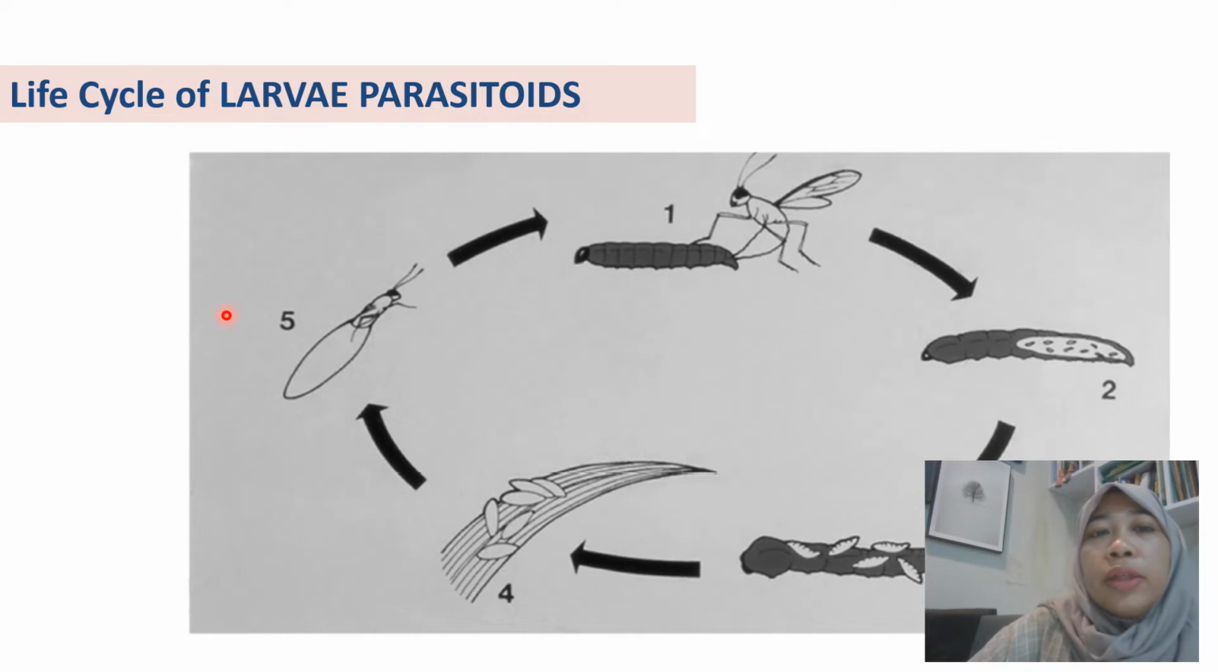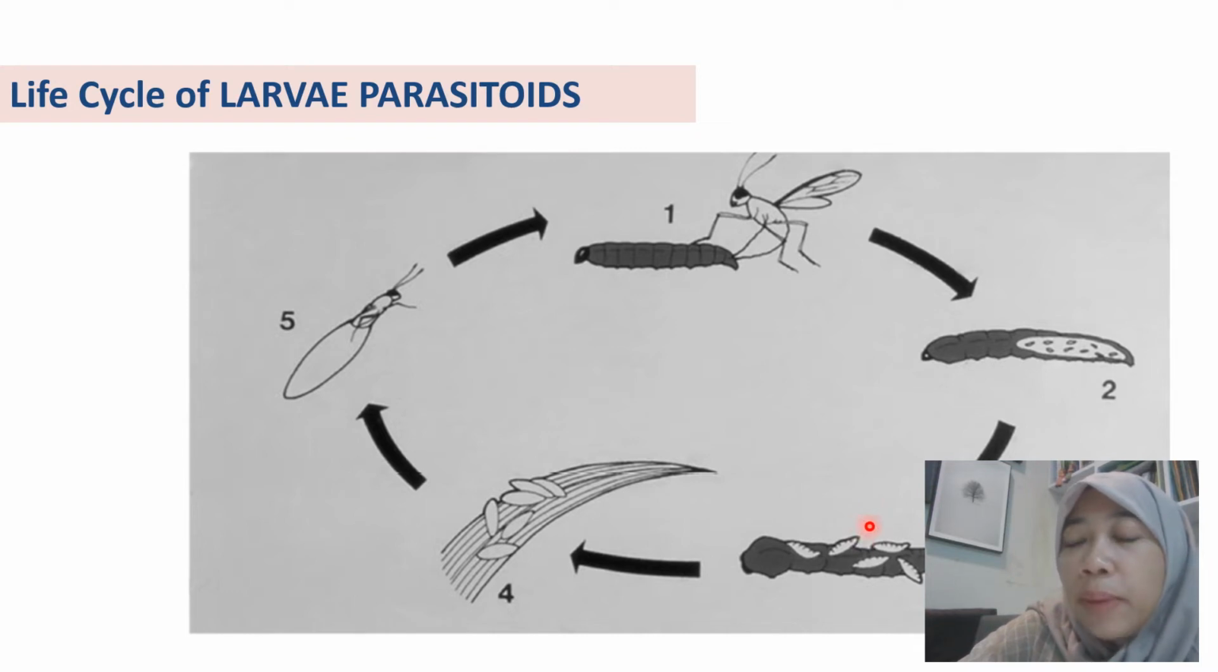And this is different from the larval parasitoid. The adult will deposit its egg into the larvae, and then the egg of the parasitoid will hatch into larvae. They will eat the non-essential organs. That's why the host will not be killed directly. Before that, the larvae change into pupae, after the last instar.